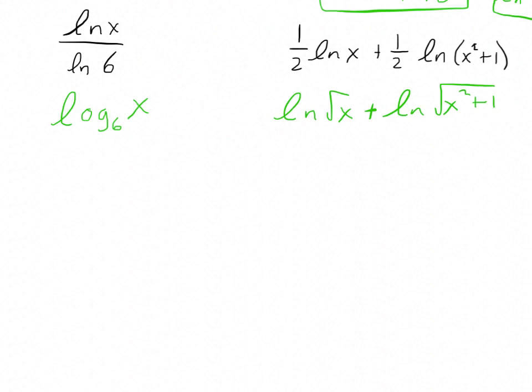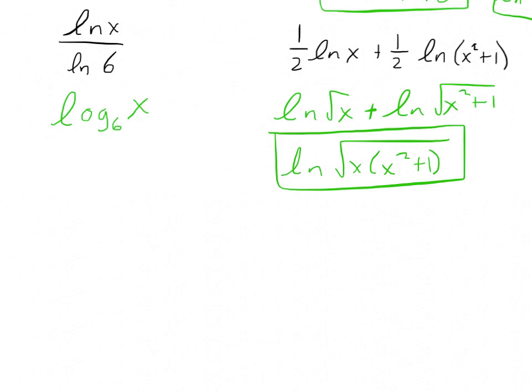Now that I've gotten rid of the things that are in the front, I can use the addition property to multiply the things that are inside, and this is going to get me the natural log of the square root of x times x squared plus 1. And that's our condensed answer.